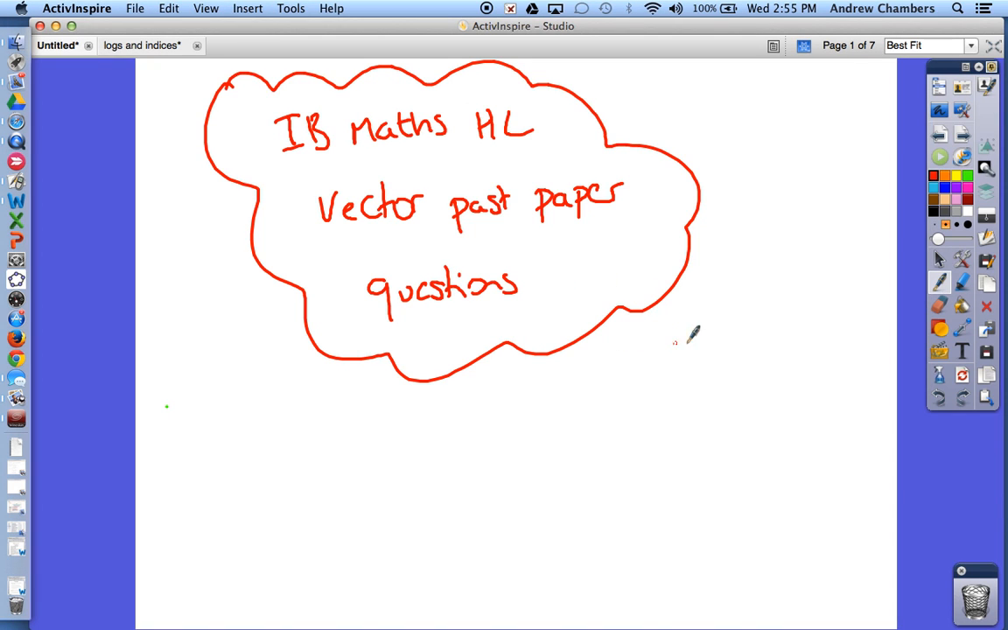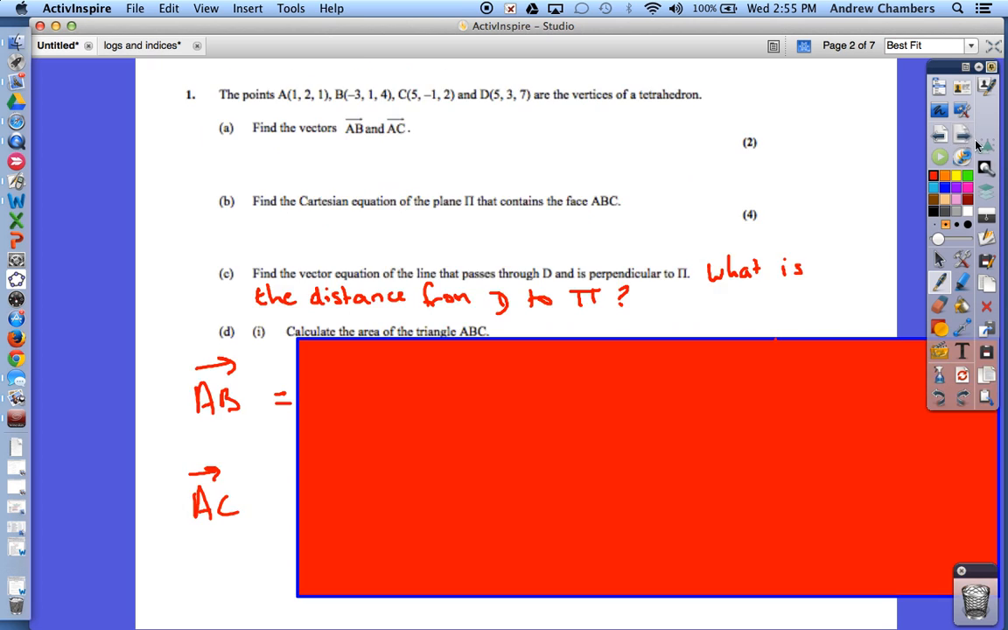Okay, so we're going to have a look at some IB Maths high-level vector past paper questions. These can be a little bit tricky, so let's see how we get on with them. The first question gives us some points as the vertices of a tetrahedron. Find the vectors AB and AC. That's the first thing that we need to do.